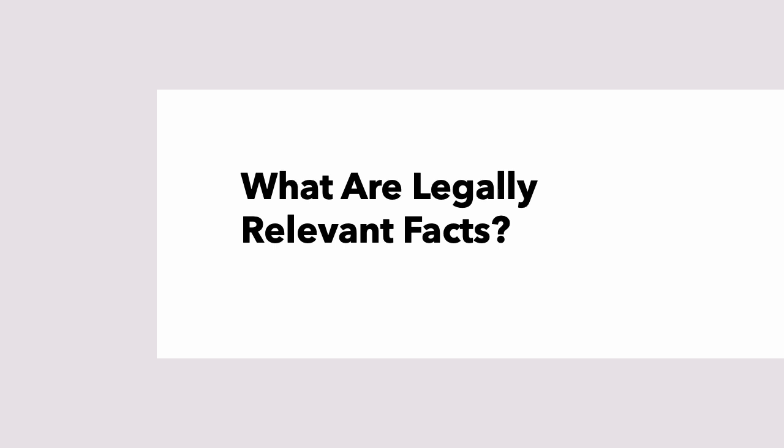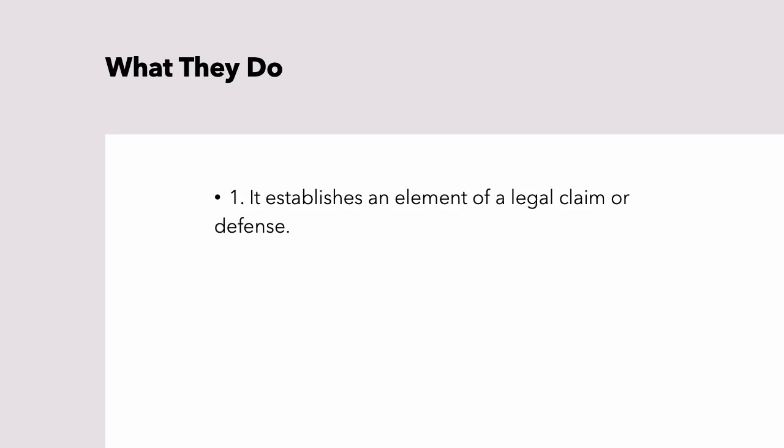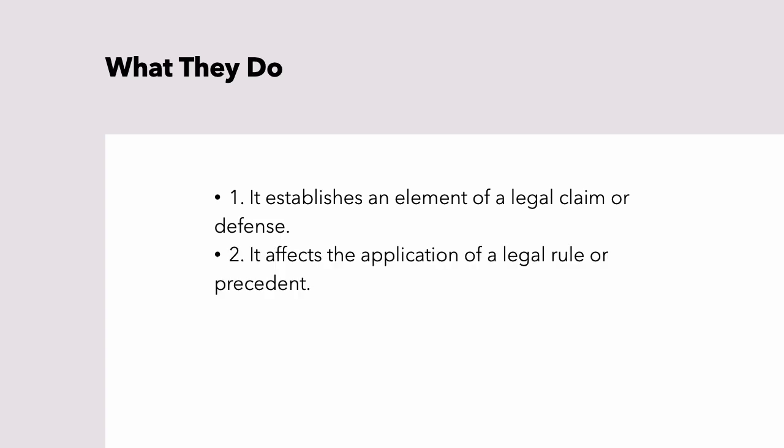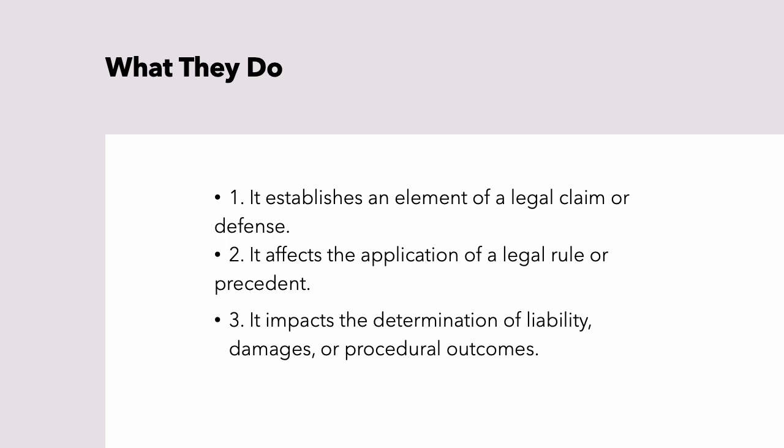So in legal writing, not all facts are created equal. Some of them are essential because they have a direct impact on the legal issues, and those are going to be the ones known as legally relevant facts. They're going to form the foundation of legal arguments and help attorneys determine the strengths and weaknesses of a case. And a legally relevant fact typically does one of three things. It establishes an element of a legal claim or defense, it affects the application of a legal rule, or it impacts the determination of liability, damages, or procedural outcomes.